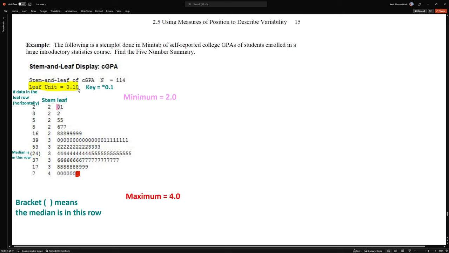And we can find the minimum, which is the smallest value. It's the first number over here, and all numbers are in increasing ascending order. So the smallest value will have leaf 0, and since the stem is 2, we have to use the key, so it will be 2.0, right? Because the key is 0.1.